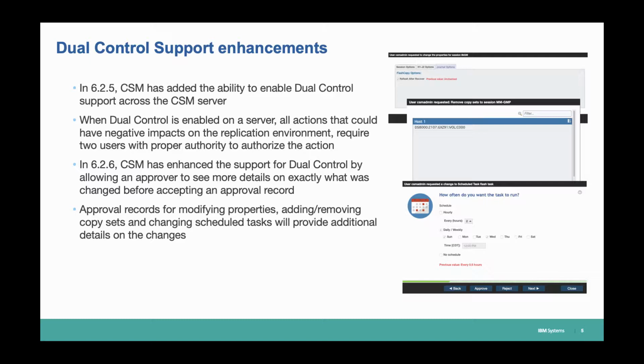Well, for things like modifying properties, adding or removing copy sets, or modifying a scheduled task, it becomes a lot more difficult. The approver wants to know exactly what changed. So that's what we've added. On the dual control request, you can actually click a Show Details button, and that's going to pop up a little dialog that shows you and highlights exactly what changed. Let me show you what I'm talking about. We'll do a live demo here.